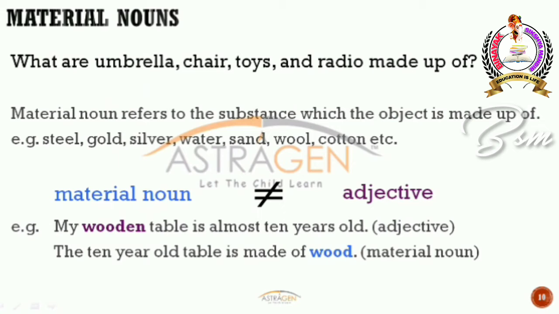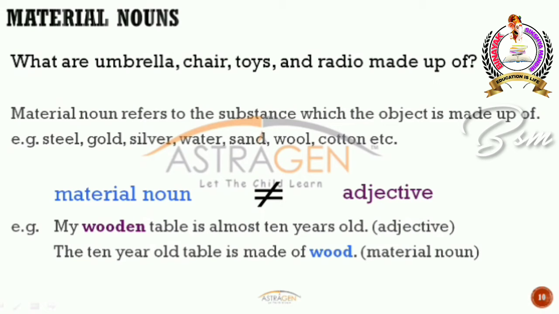Whereas in the second example, the 10-year-old table is made of wood. So here, wood is again highlighted, and I'm just talking about the material which the table is made of. So what is the material? It is just wood. Alright. So how do you actually identify an adjective, and how do you actually identify a material noun?